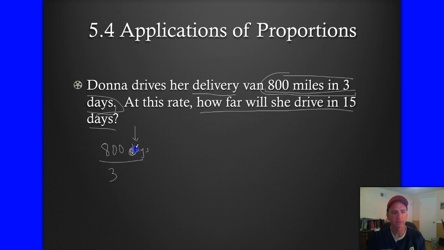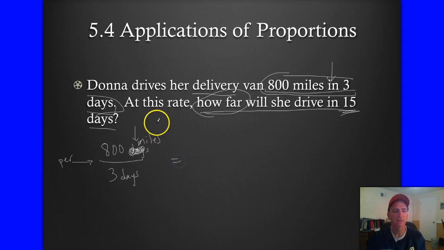And I wrote that wrong. That's not days, that's miles. She goes 800 miles per 3 days. Did you hear that? That's per. Or in the context of the question, they said in, which could be changed with per. She goes 800 in 3 days. How far would she go in 15 days?